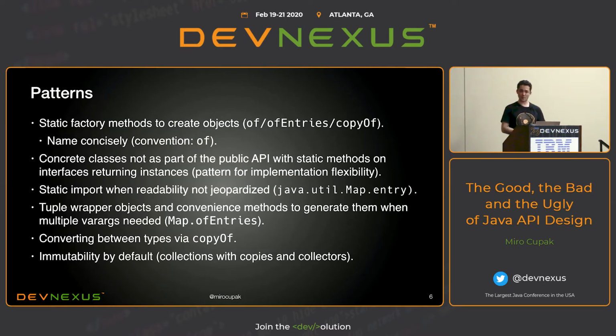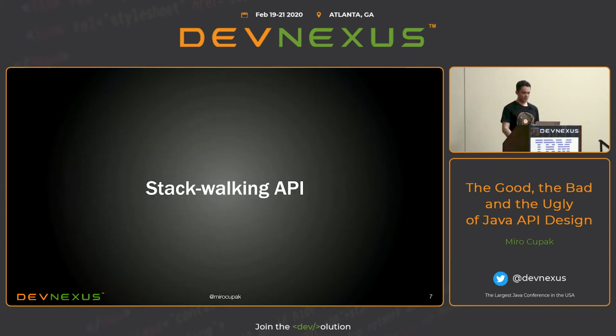Remember that you can use copyOf to not only create copies, but also convert between types, such as a list and a set. That can be useful. And last but not least, and this is an important one, it's a good practice to create immutable objects by default, pretty much universally. And now it's easy to do with collections, including when you're creating copies and collecting in streams. So this brings us to the second part of this talk, which is StackWalker.